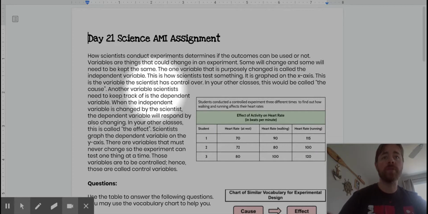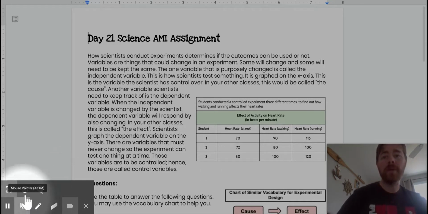Another variable scientists need to keep track of is the dependent variable. When the independent variable is changed by the scientist, the dependent variable will respond by also changing. In your other classes, this would be called the effect. So we have cause and effect. Scientists graph the dependent variable on the y-axis. There are variables that must never change so the experiment can test one thing at a time. Those variables are to be controlled. Hence, those are called controlled variables.